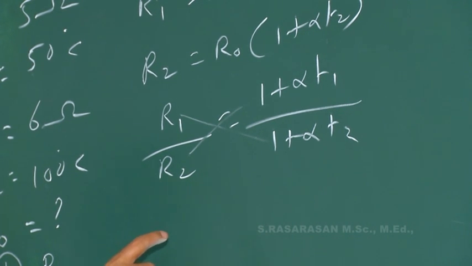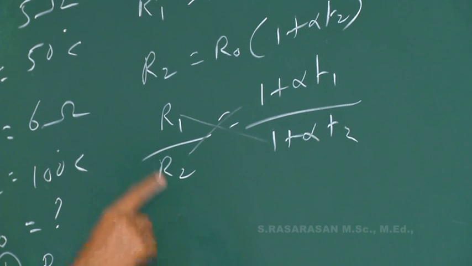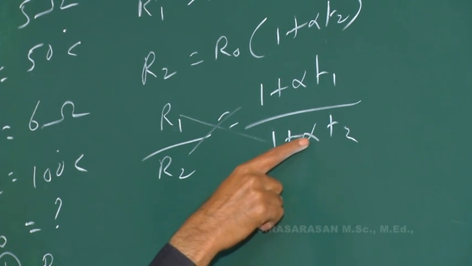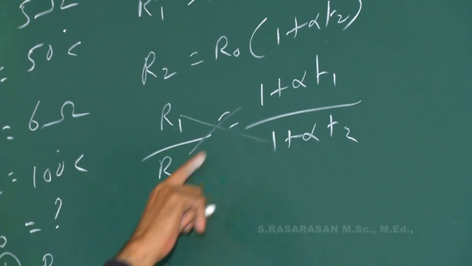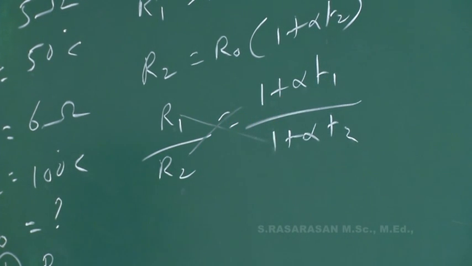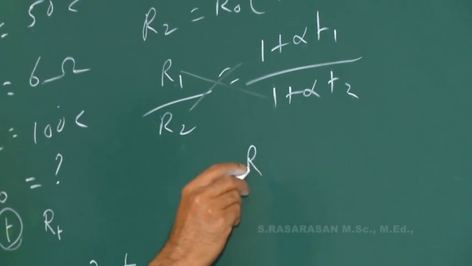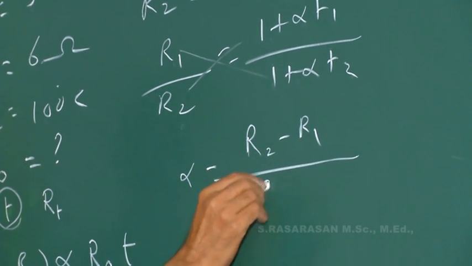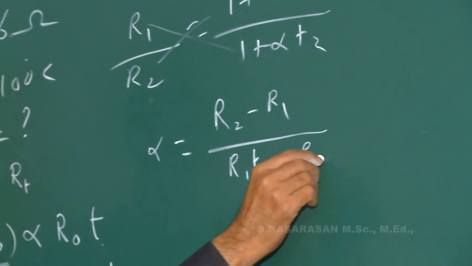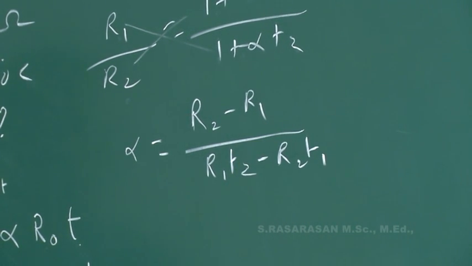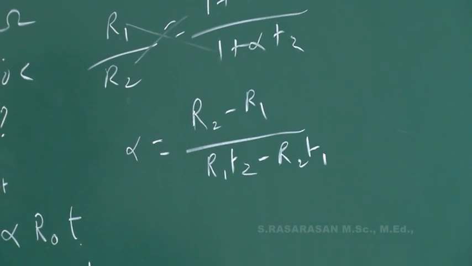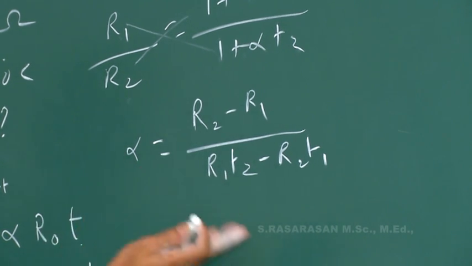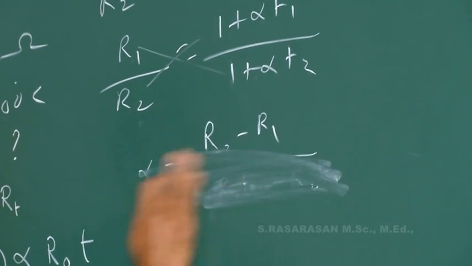Yes, cross multiply: R1 plus R1 alpha T2 is equal to R2 plus R2 alpha T1. Bring the alpha terms to the left side. So alpha is equal to R2 minus R1 by R1 T2 minus R2 T1. You can verify and derive it yourself.